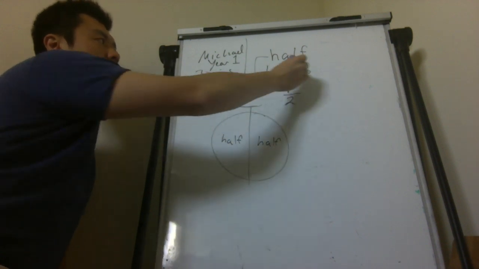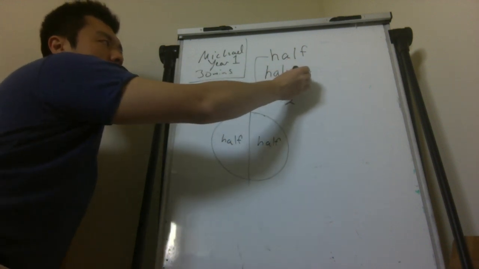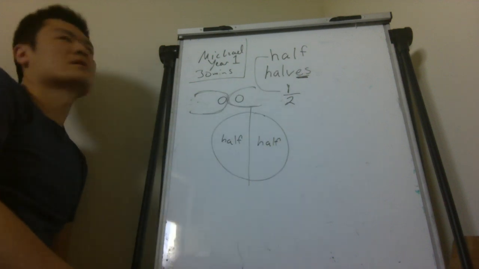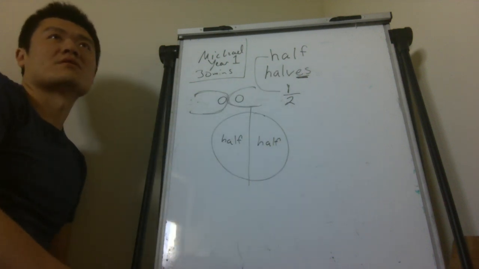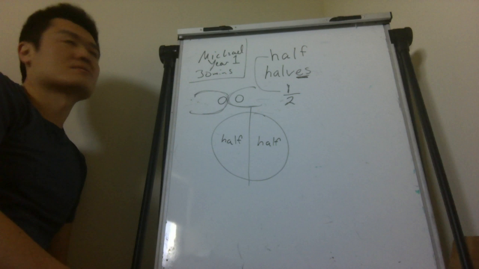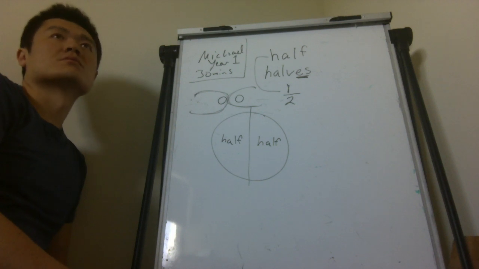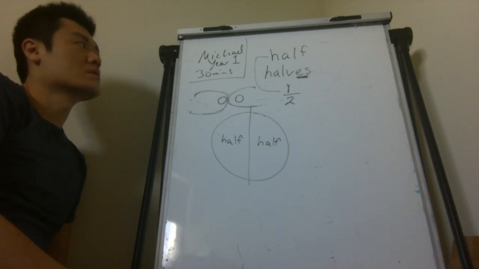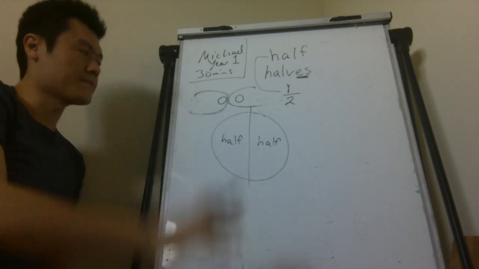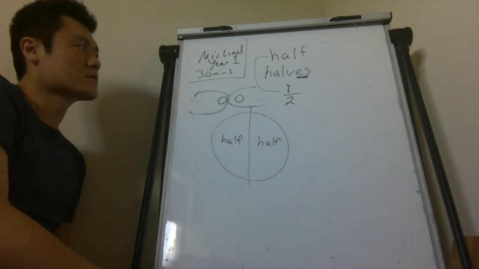Okay. And if you have two halves, if you want to write more than one, this is how you write it, with the S. You know how when there's more than one thing, you have an S? Plural. Yeah. Okay. So I guess you can try to understand what these things are.